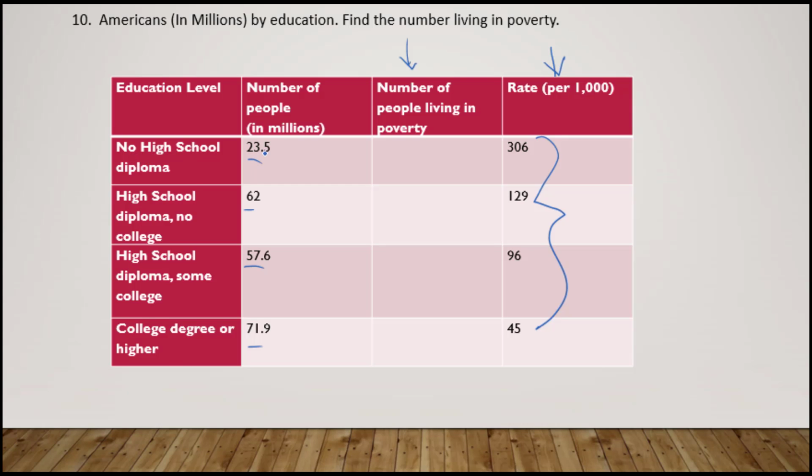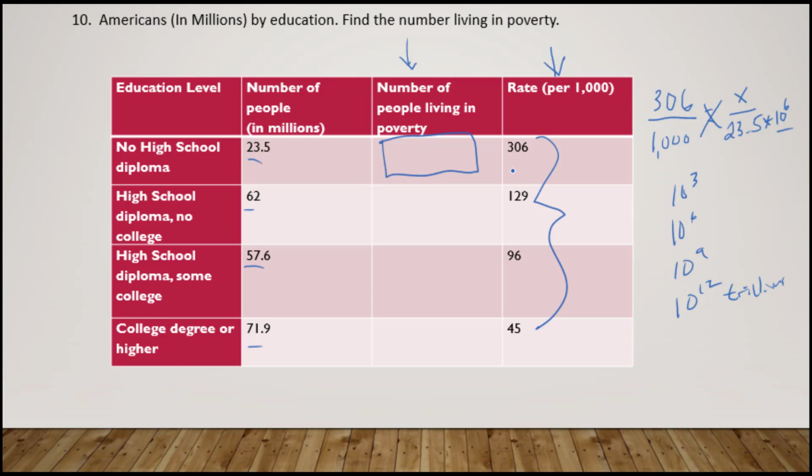Okay, so I'm going to figure out this number right here, or just help you get started, right? So I have 306 people living in poverty for every 1,000 people with a high school education. So that's equal to, I don't know how many people living in poverty, for 23.5 million, which would be 23.5 times 10 raised to the 6th power. So now you can just cross multiply and divide. Remember, 10 to the 3rd is thousands, 10 to the 6th is millions, 10 to the 9th is billions, and 10 to the 12th is trillions.